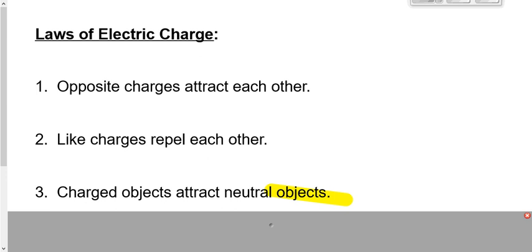Protons and neutrons are in the nucleus of all atoms. Protons and neutrons do not attract each other electrically, even though protons are positive and neutrons are neutral. Electrons and neutrons do not attract each other electrically, even though electrons are negative and neutrons are neutral. You need a neutral object. A charged balloon will attract a neutral wall, but a charged balloon won't attract a neutron.